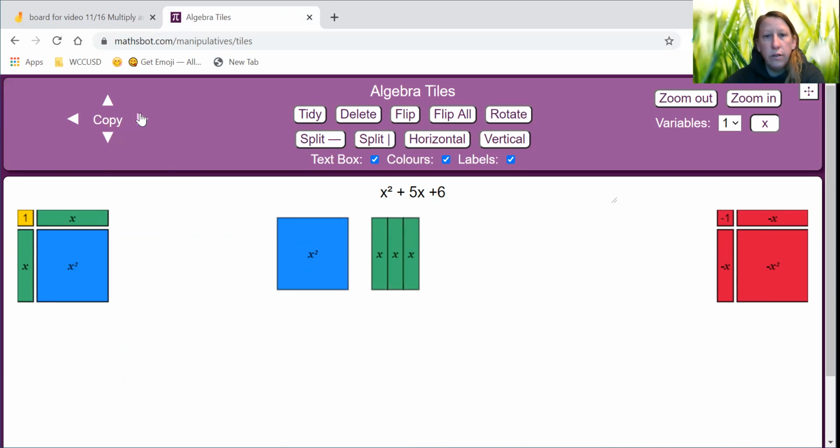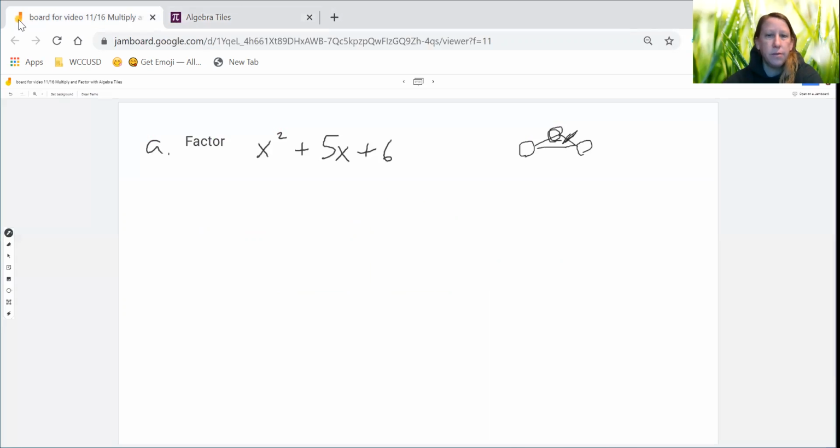1, 2, 3, 4, 5. And then I'm going to get 6 constants, 6 little ones. So again, I think I'll copy those. 1, 2, 3, 4, 5, 6. So now I have built on my algebra tile mat an x squared, 5 x's, and 6.